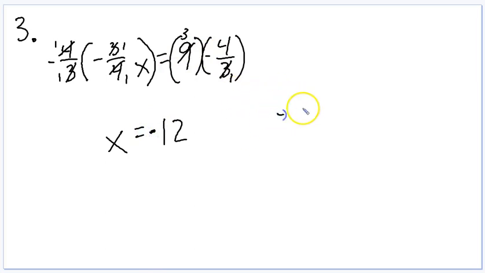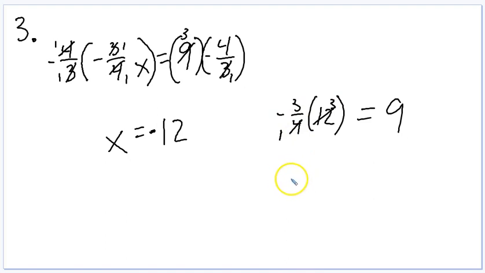Plug that in, I get negative 3/4 times 12, equals 9. So cross simplify, that turns into 3, that turns into 1, negative 3, oh, that's a negative 12. Negative 3 times negative 3 equals positive 9. Check mark. We're good to go, okay? This is something simple that you guys can do for every single problem. Just plug it back in and check your answer. Moving on to number 4.